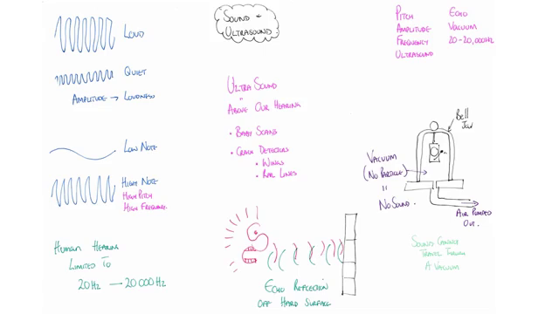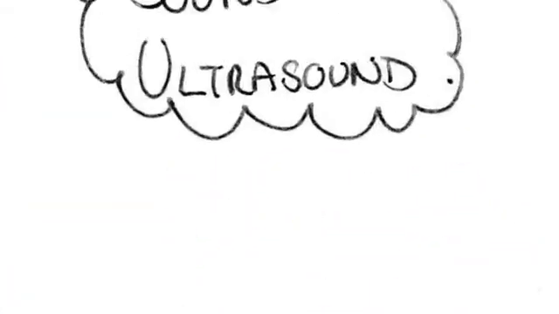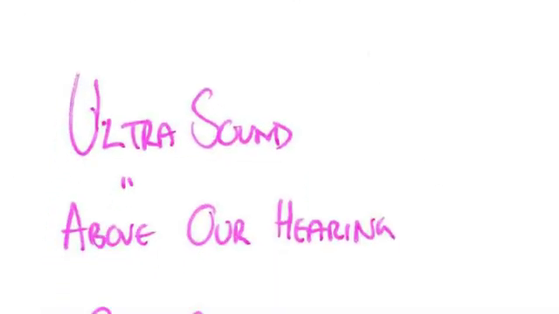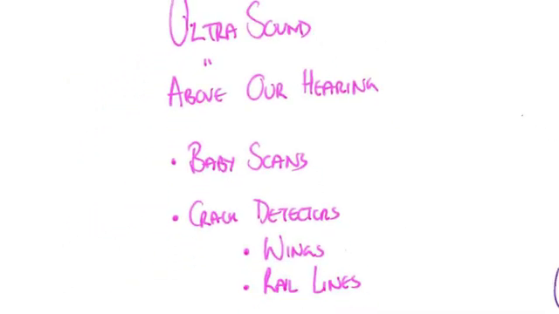Right, okay, sound and ultrasound. What we need to know is ultrasound is, the word ultra means above, and ultrasound is above our range of hearing. Okay, we tend to use ultrasound for baby scans, detecting cracks in wings and in railway lines.